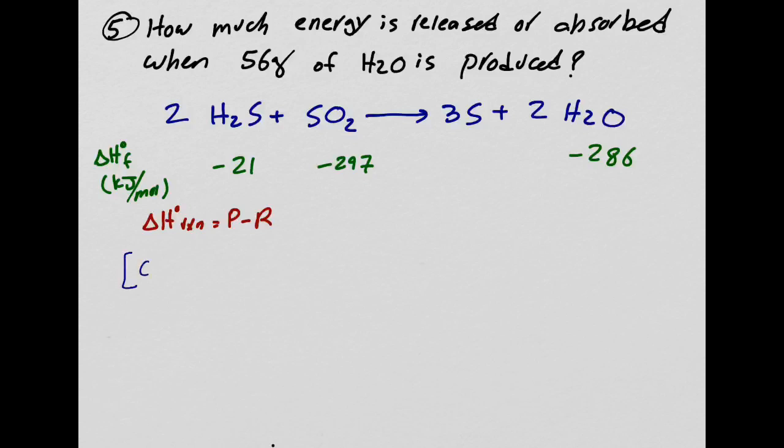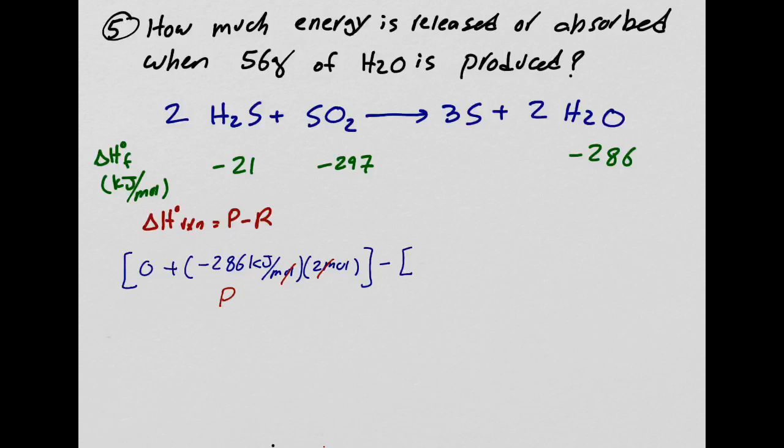So sulfur is 0. Water is negative 286 kilojoules per mole. We talked about it. We have to multiply it by mole. I have 2 moles of water, coefficients are the mole ratio, so the mole can cancel out. Alright, so now this is going to be my product minus my reactant.